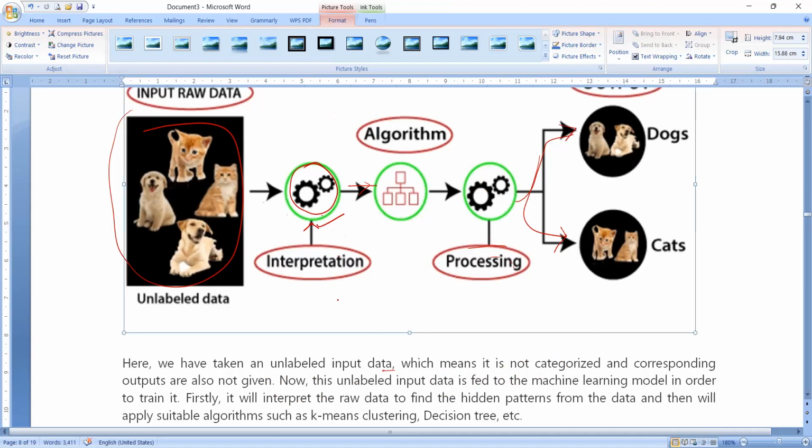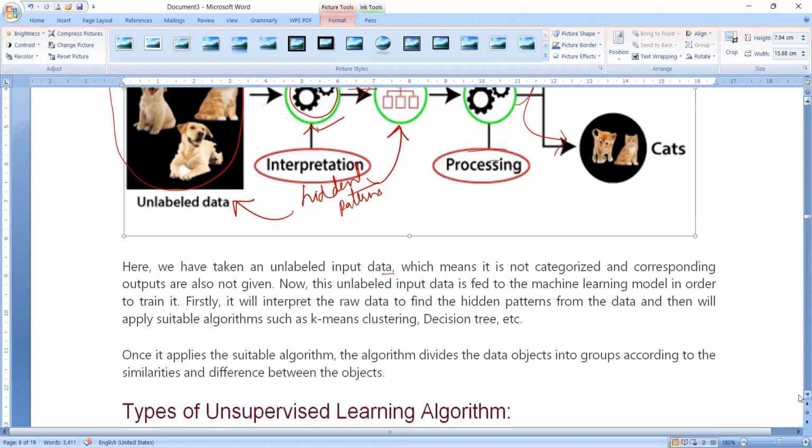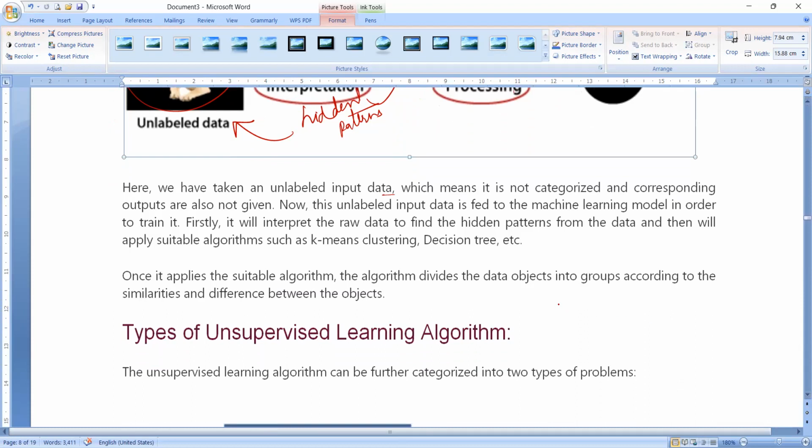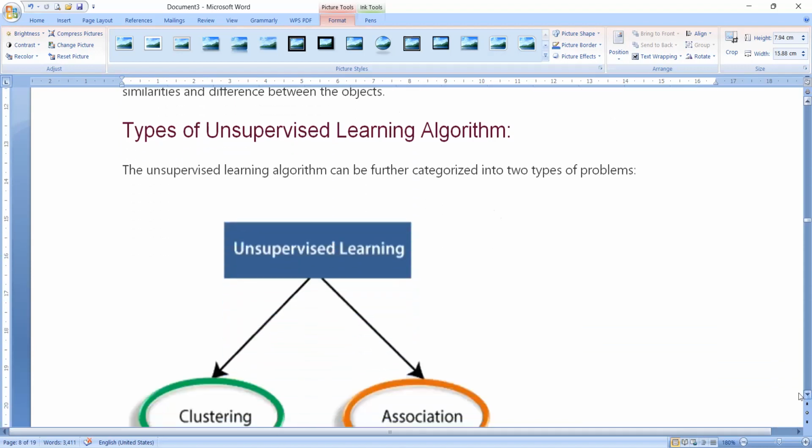First, it will interpret the raw data to find hidden patterns. Here we find hidden patterns from the data, and then apply suitable algorithms such as K-means clustering, decision trees, SVMs, right? There are different types of suitable algorithms. On these hidden patterns, some algorithms will be applied. Once a suitable algorithm is applied, it divides the data objects into groups according to the similarities and differences between the objects. Like this, we'll get the output of the unsupervised learning technique.